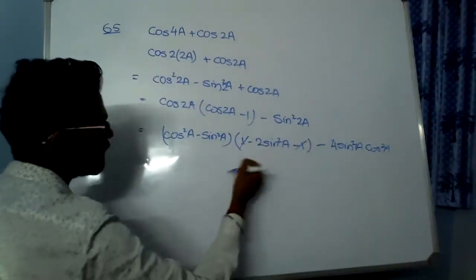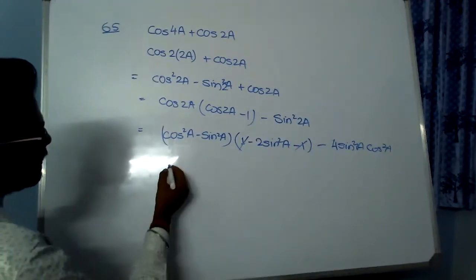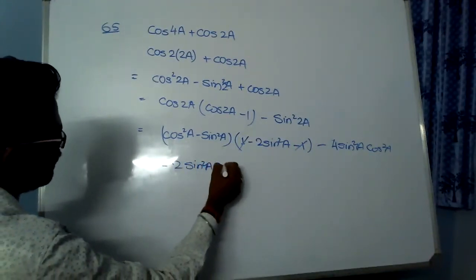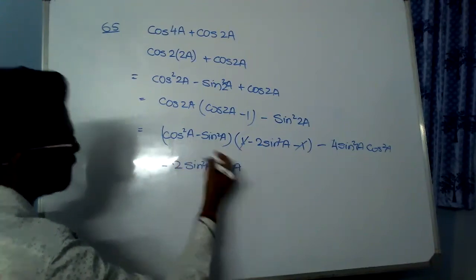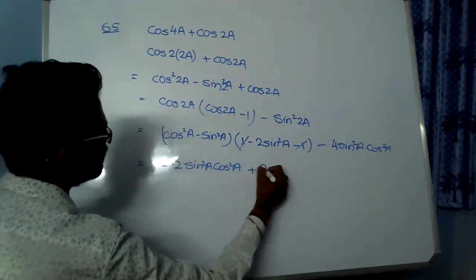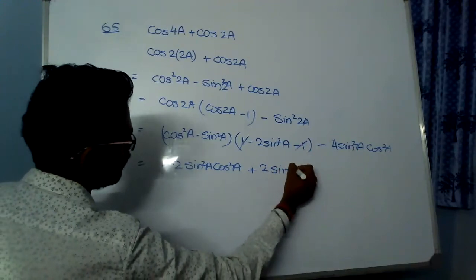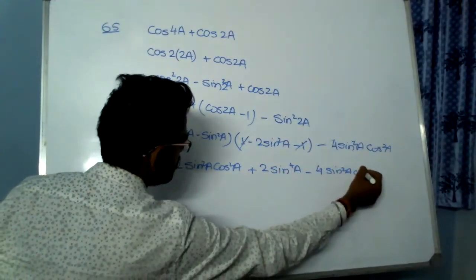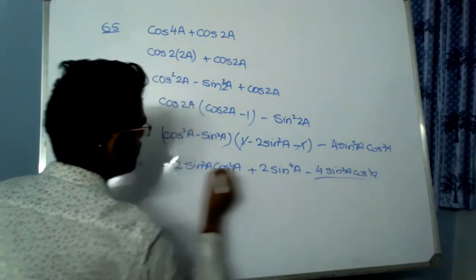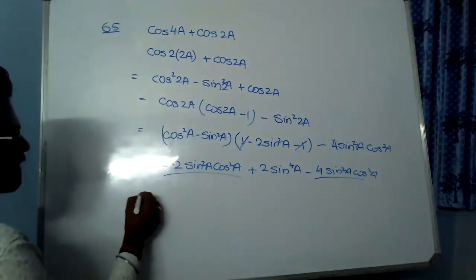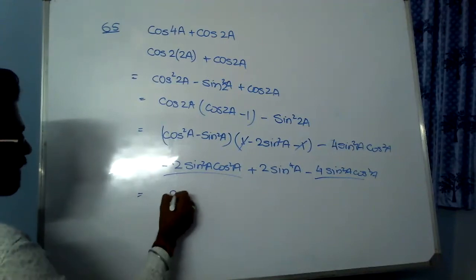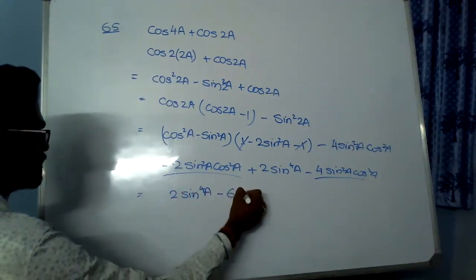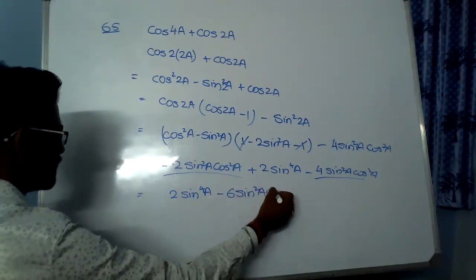This one got cancelled, minus 2, so when I multiply it will give me minus 2 sin square a cos square a, and this will multiply with that, it will become plus 2 sin 4a minus 4 sin square a cos square a. If you see this term and this term, they both are in minus, so I can take common, I can write it as 2 sin 4a minus 6 sin square a cos square a.